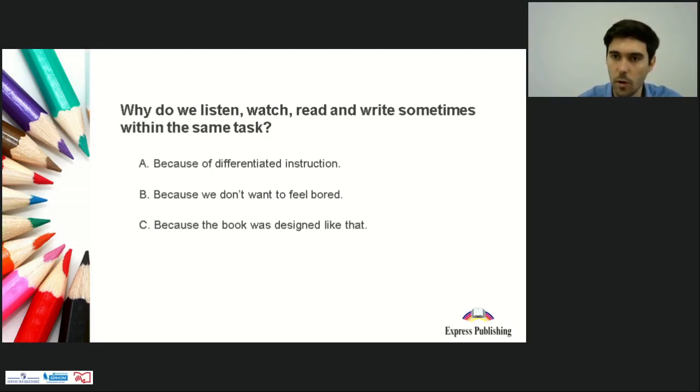As we mentioned before, we always want to keep some variety in our primary classroom. We always want our students to be motivated and engaged. So by giving them different exercises, by giving them different tasks, we keep them motivated and we keep them using different skills. But this isn't the main reason. Our main reason would be, of course, because of differentiated instruction.